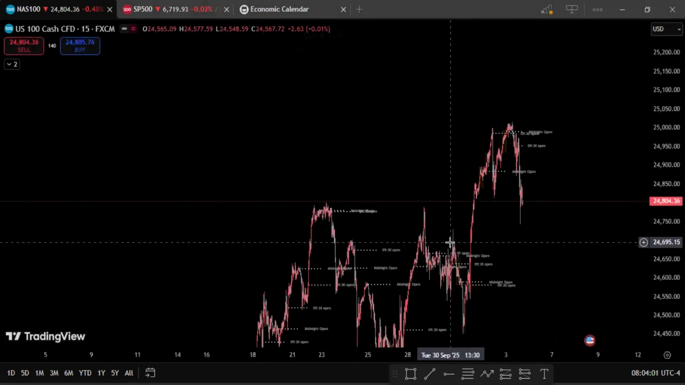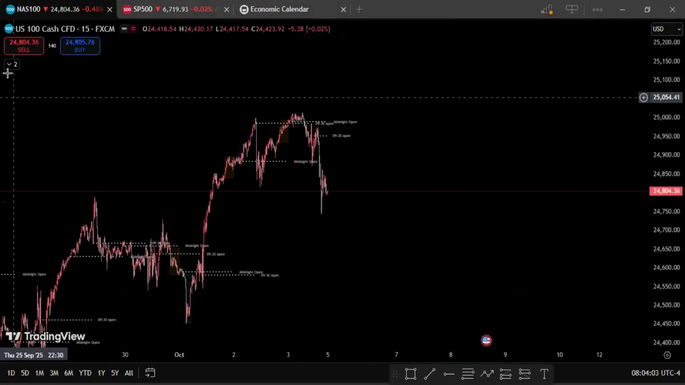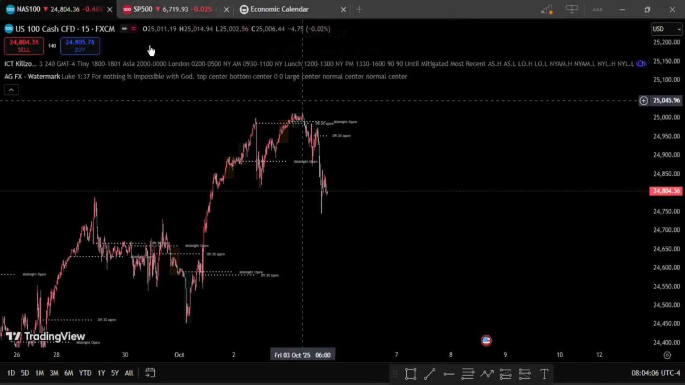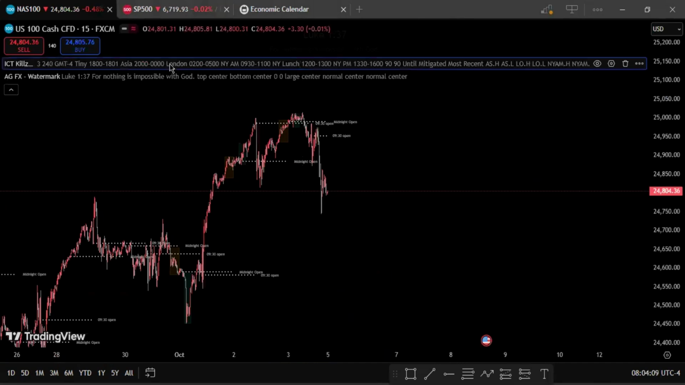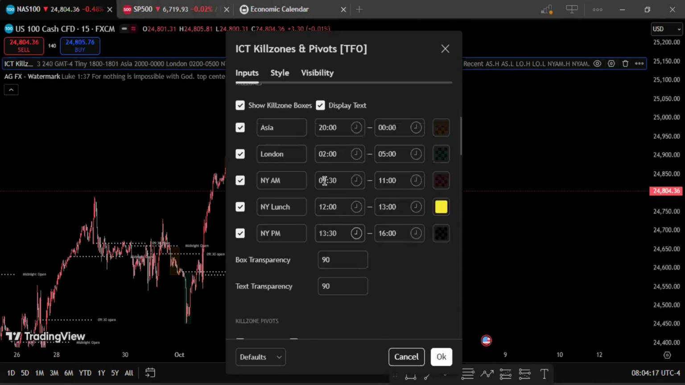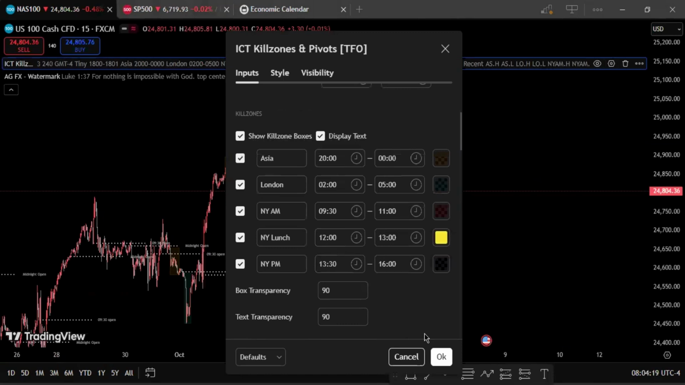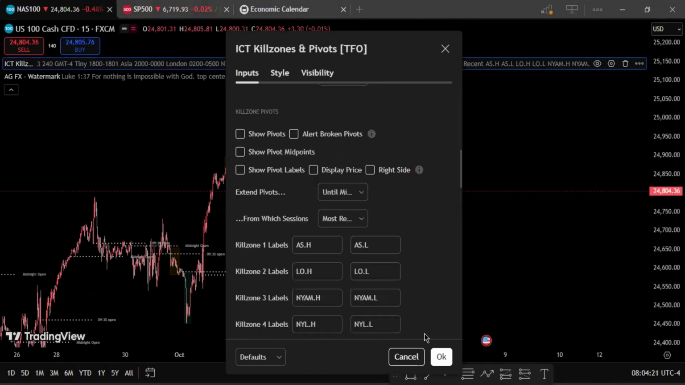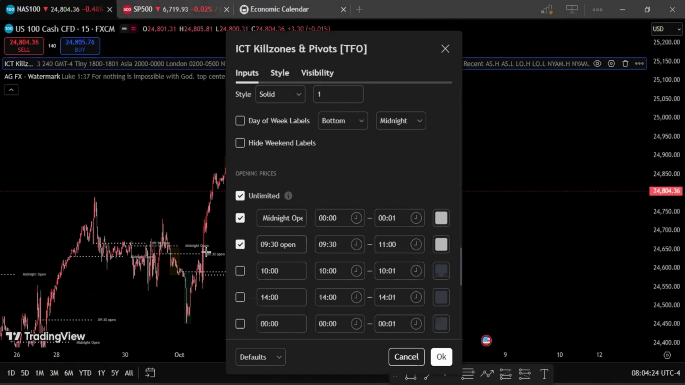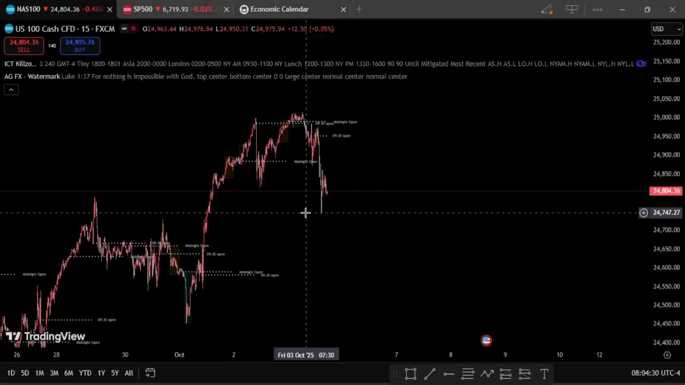So you're gonna start off by taking the indicator, which is this one right here: ICT, kill zone, and pivots. And then you're gonna set the times. Just take a screenshot of that. And then I also have the times here for the writing and the New York Open.